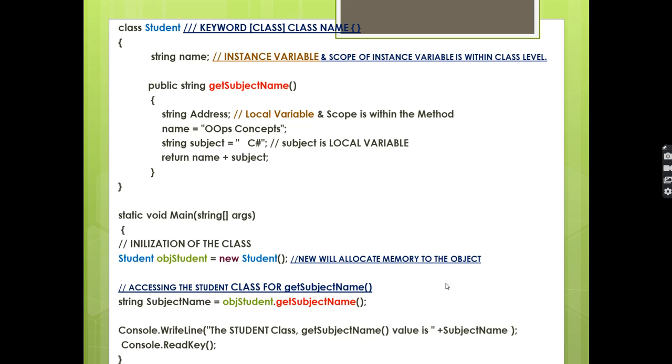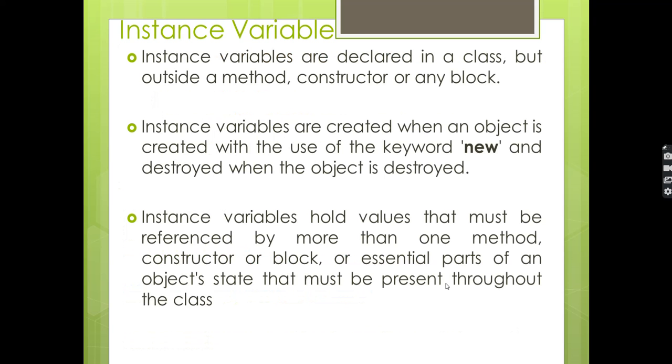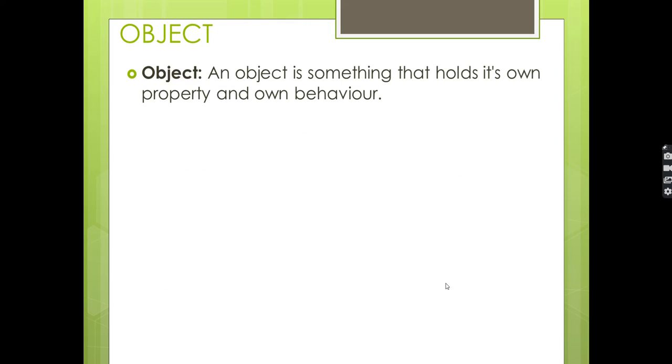Okay, this is about the class. You have got it, right? What is an instance variable? Instance variables are declared in the class, which is declared within the class outside a method. And it is created when we create an object using the new keyword. So whenever it hits the new keyword, the value for the instance variable is assigned by the default constructor. Object is what? It will hold the memory for the class.